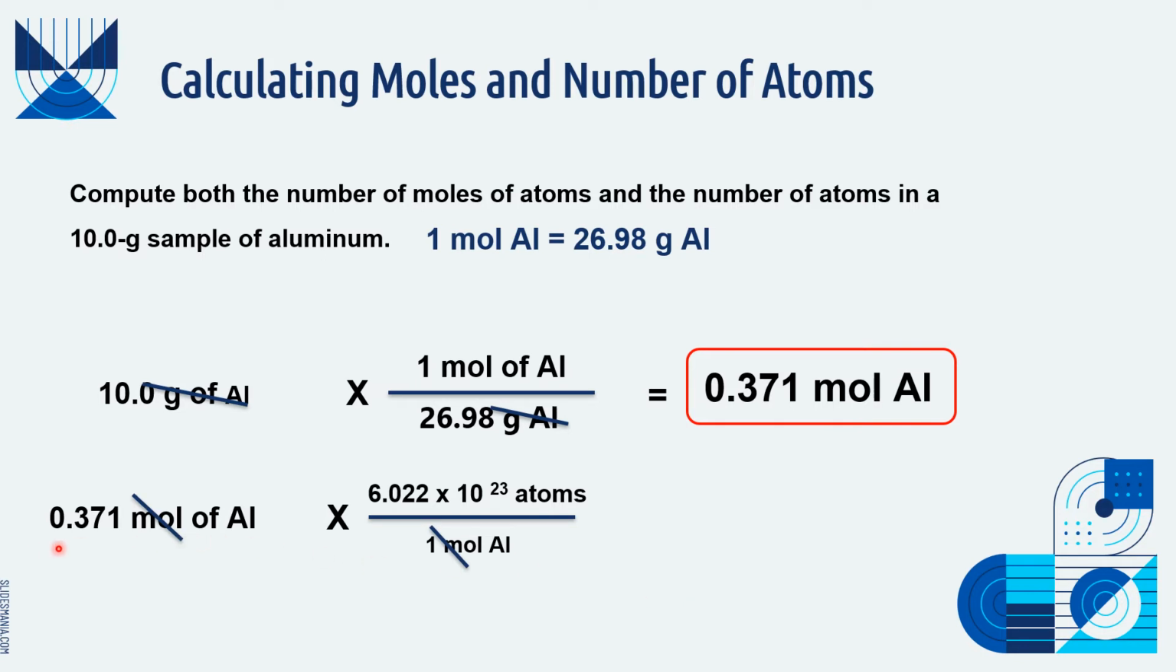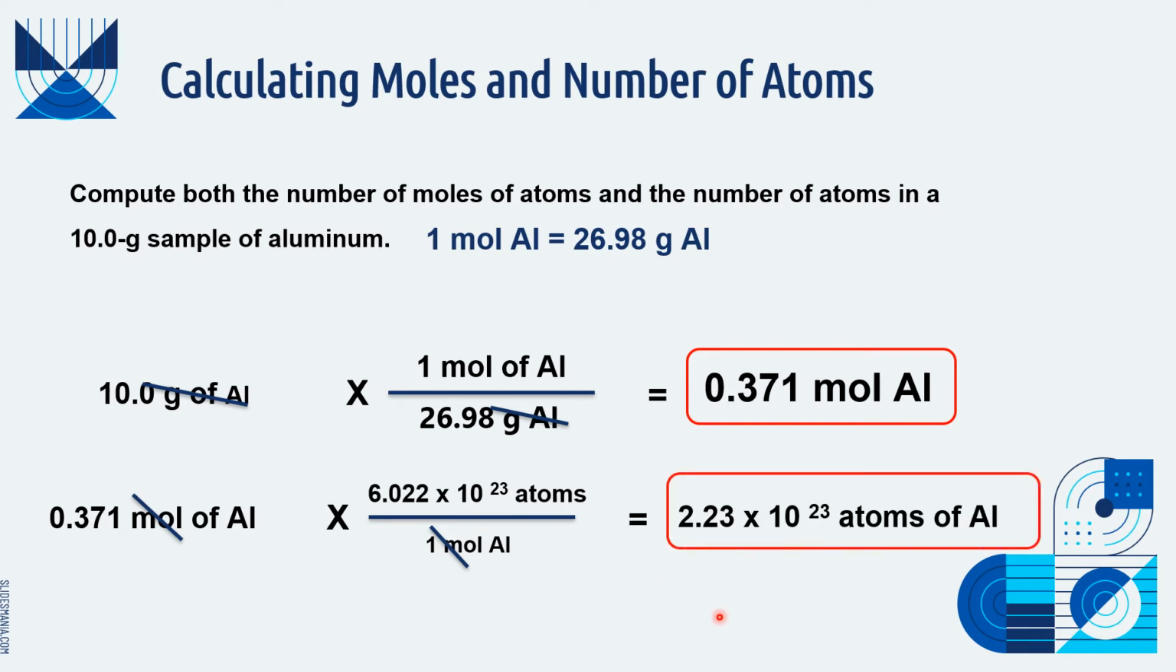So what we're going to do is 0.371 times 6.022 times 10 raised to 23. We don't need to divide by 1, because any number divided by 1 stays the same. So 0.371 times 6.022 times 10 raised to 23 is 2.23 times 10 raised to 23 atoms of aluminum. Meaning, in a 10 gram sample of aluminum, there is 0.371 mole of aluminum, and there are 2.23 times 10 raised to 23 atoms of aluminum.